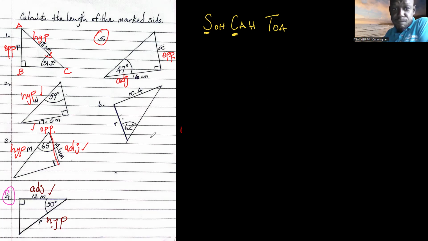Keshawn, name your parts of the triangle. Which side is the opposite side and so on? The bottom side is the adjacent. Which one is adjacent? The bottom side, the side with the R. The R, that's adjacent. Very good.